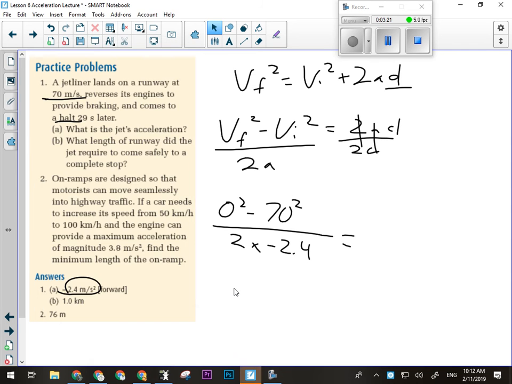How many people have done number 2? I'm going to give you a couple more minutes on number 2, and then we'll have a look at that one.